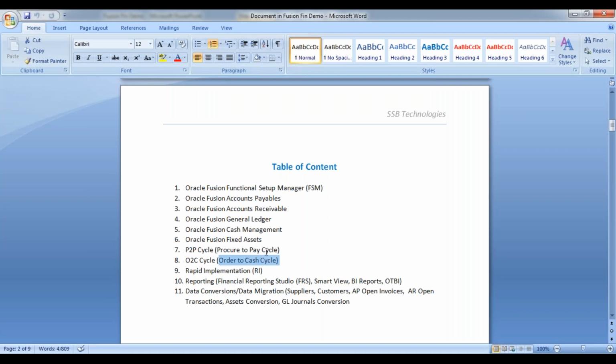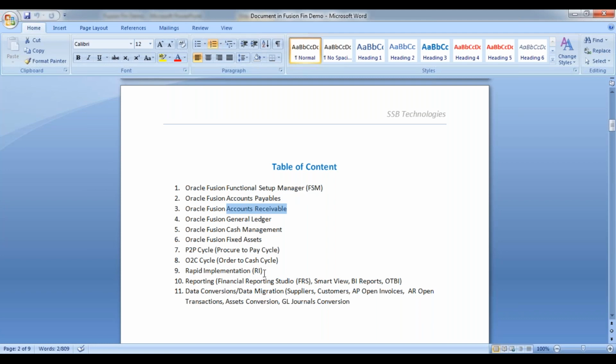As part of financials, creating an invoice and receiving a receipt against that invoice comes under accounts receivable. But being a functional consultant, you always need to have knowledge of the complete O2C cycle, how the order gets generated, and how this moves into accounts receivable, etc. We will discuss this as part of the O2C cycle.